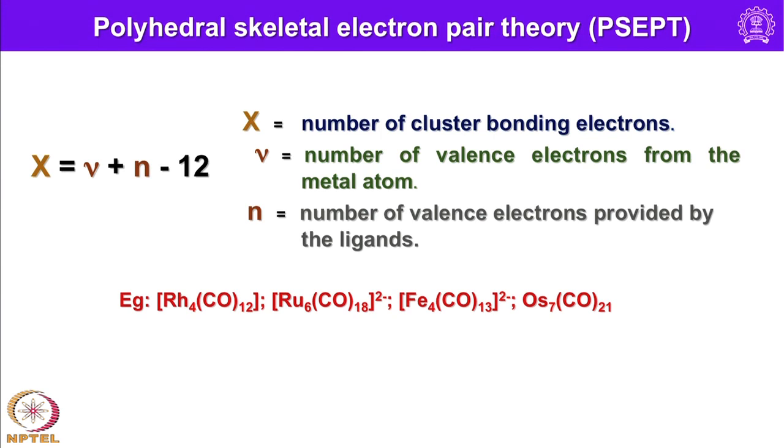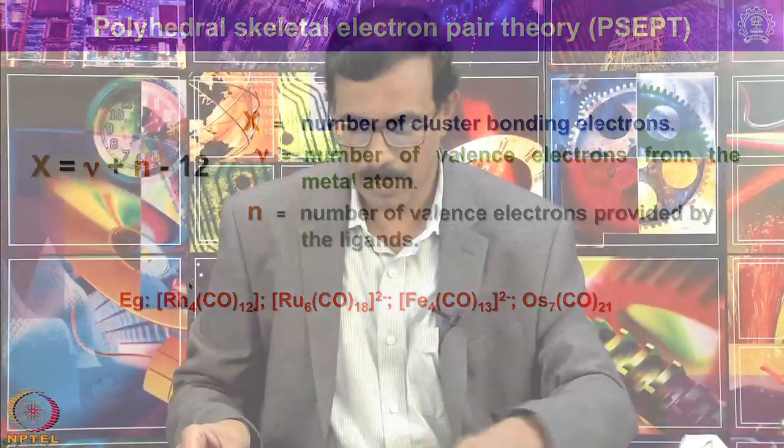So, for that correction a formula is given here, x = v + n - 12, where x is the number of cluster bonding electrons that are available. v is essentially the number of valence electrons from the metal atom, and n equals the number of valence electrons provided by the ligand. So, let us look into at least one example here, Rh4(CO)12. We shall see how many electrons are coming for cluster building from each unit. Here Rh4(CO)12 is there, we can think of each unit as Rh(CO)3.